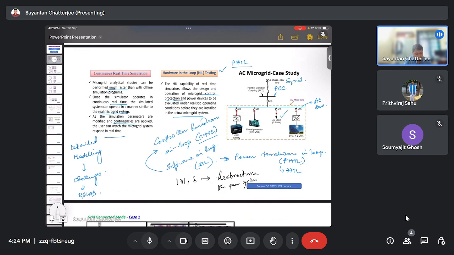restructure the power system operation, or rather we can say microgrid operation, since we are discussing the microgrid here. Okay, so accordingly we can set our control operations and other real-time situations.